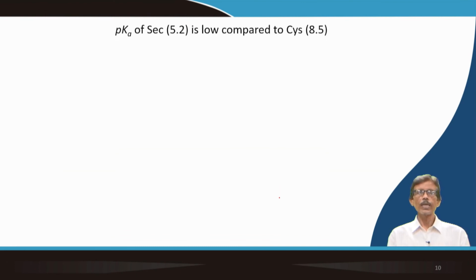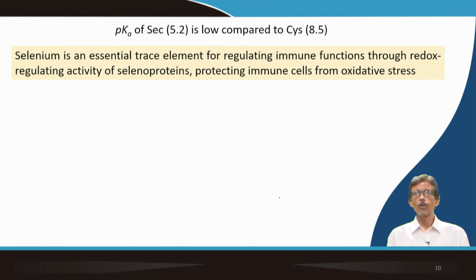So, selenocysteine has a pK value that is lower, 5.2, compared to cysteine, which is 8.5. So, definitely, property-wise everything will be different. It is a trace essential element to us, regulating immune function, which is very important, through redox-regulating activity. That means it can reduce the ROS concentration in our body and protect our immune cells from oxidative stress, because we are oxidizing with time.